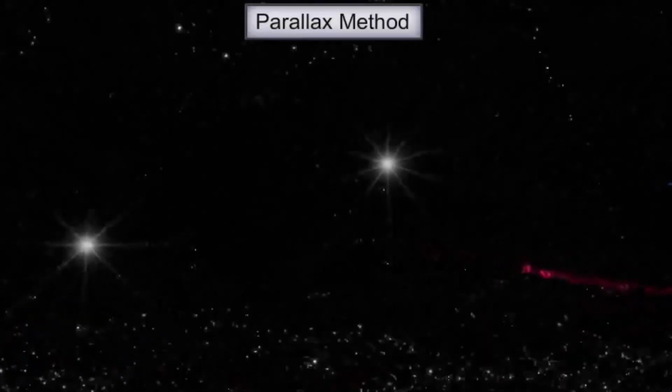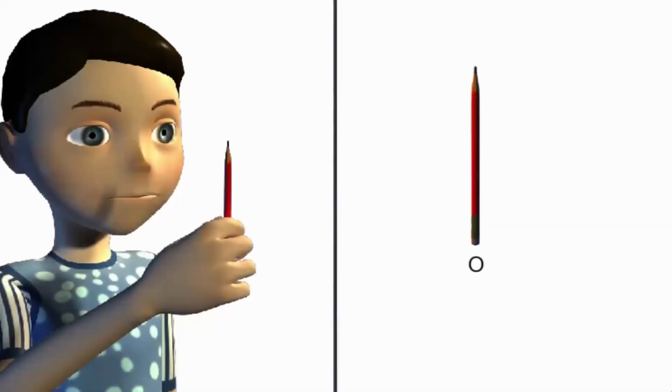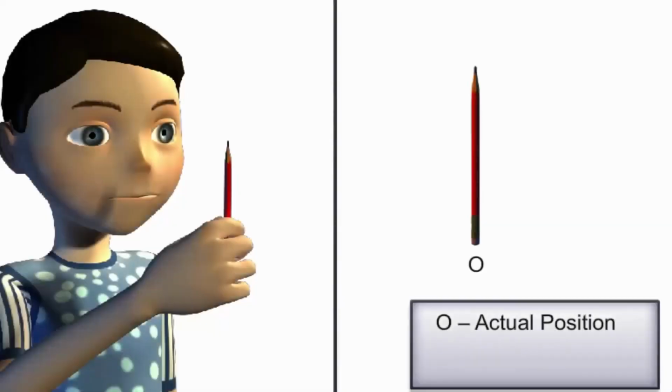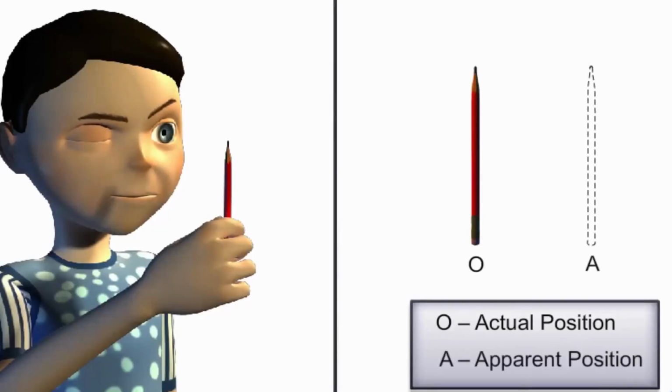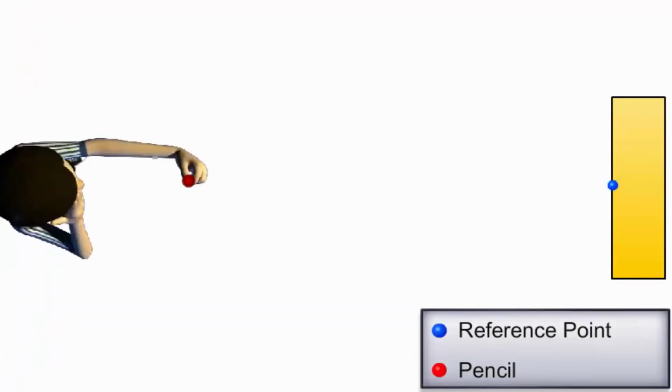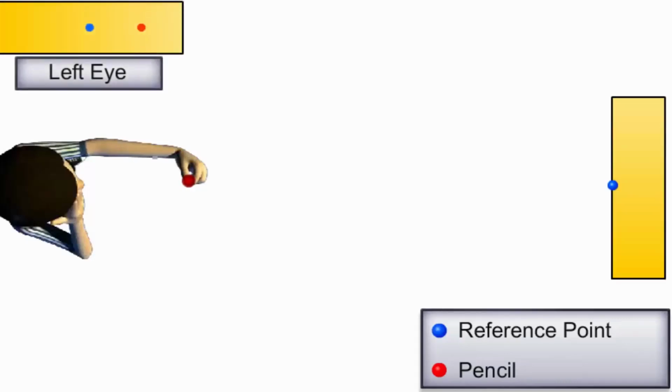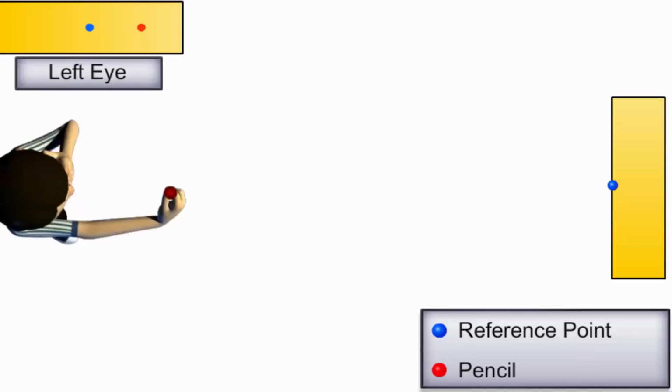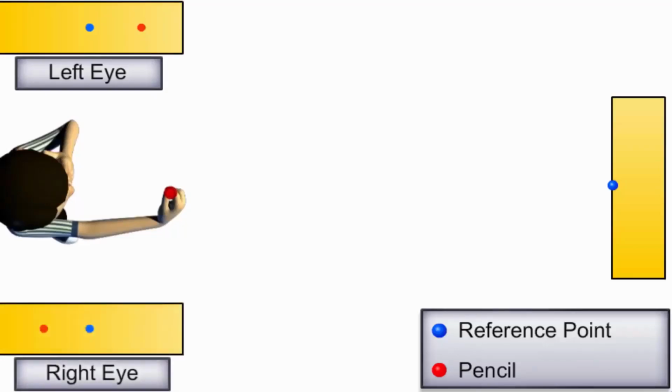To measure large distances, we employ an important method called the parallax method. What happens if you look at an object with one eye closed? Its position seems to be moved a little from the original position. If you look at a pencil held in front of your eyes against a fixed reference point on a plain wall, with your left eye closing your right eye, and then with your right eye closing your left eye, you observe that the position of the pencil seems to change with respect to the fixed reference point on the wall.